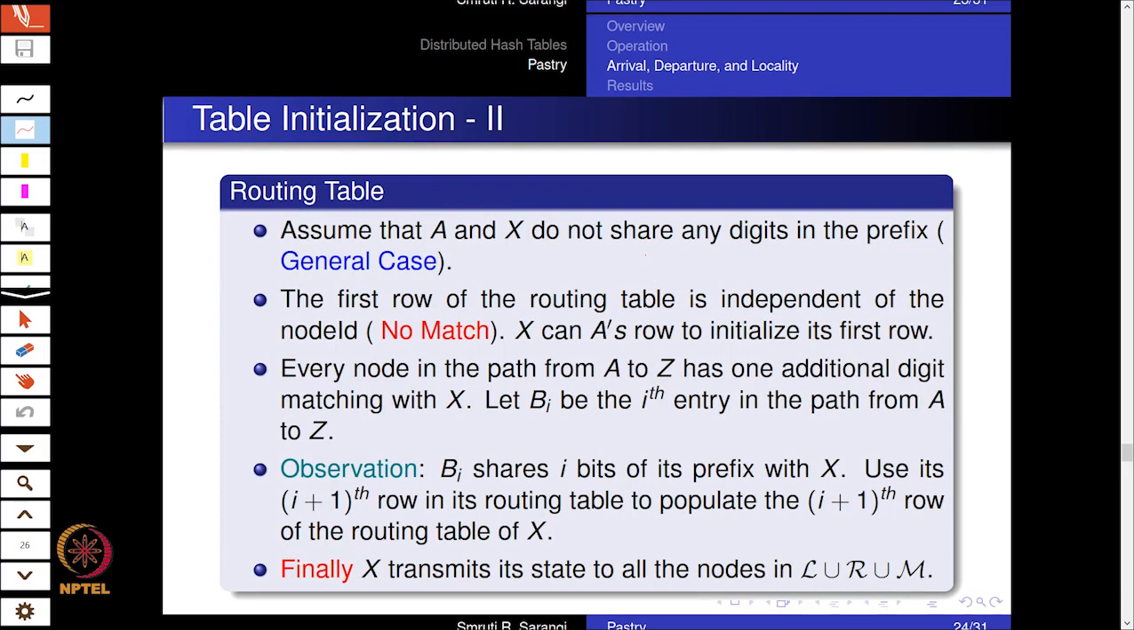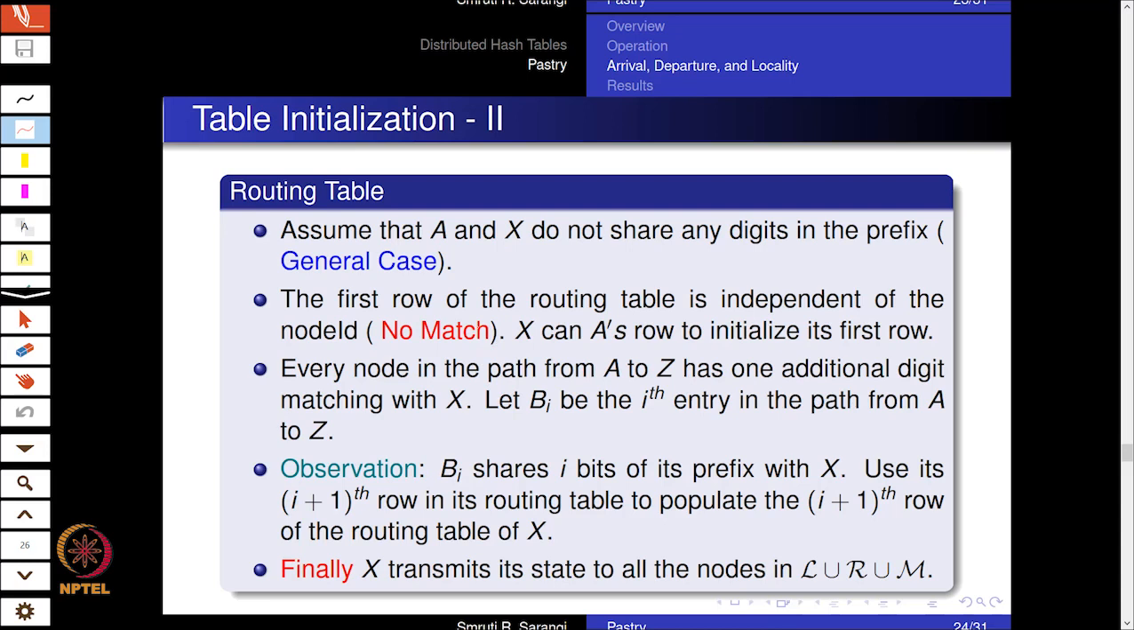Let us now look at the most important question, which is how to initialize the routing table. If A and X, their first i digits match, well, nothing better. We just take the first i rows and copy them from the routing table of A to X. So let us assume the more general, more difficult case, where A and X do not share any digits in the prefix. That is the more difficult one, and if we solve that, the other ones automatically follow.